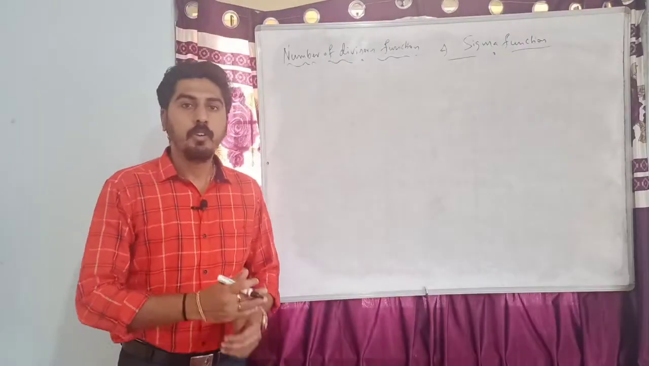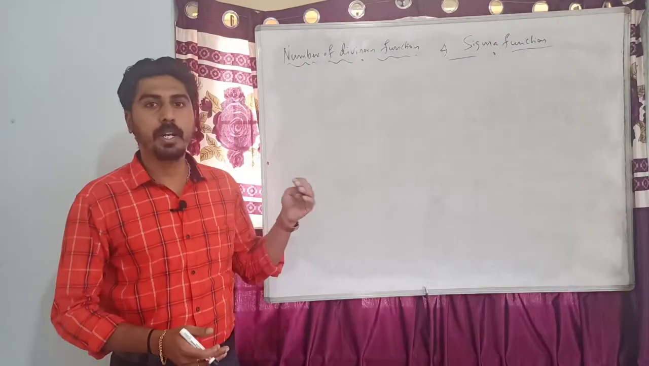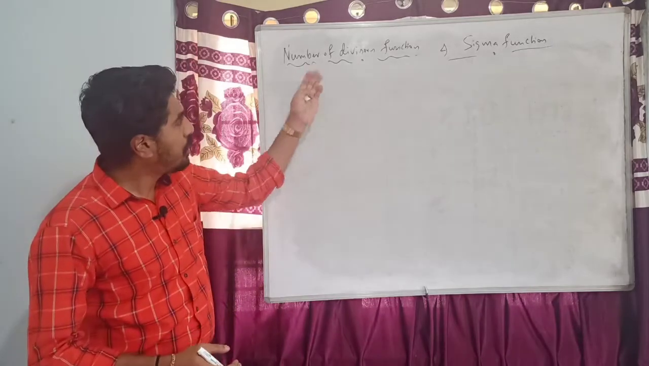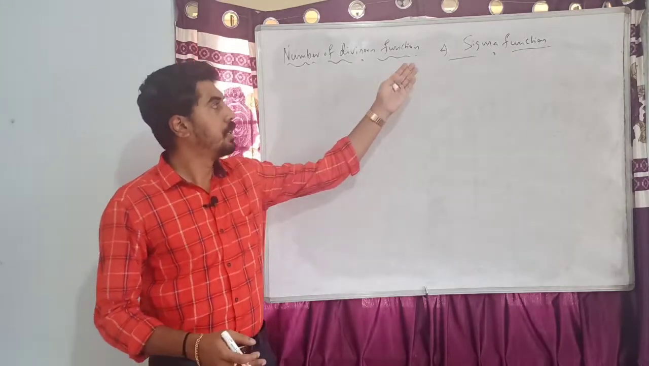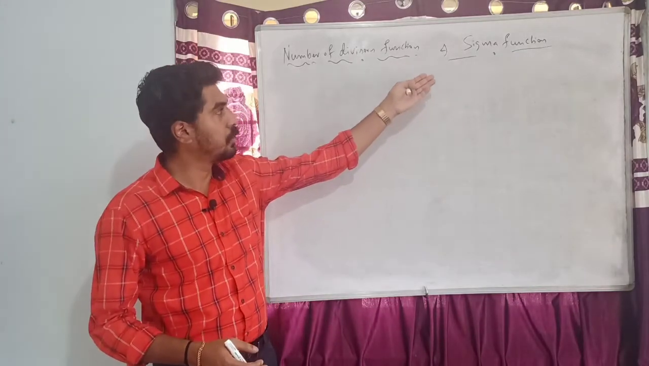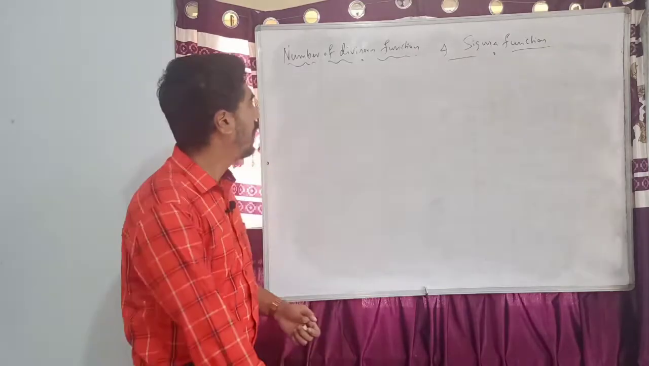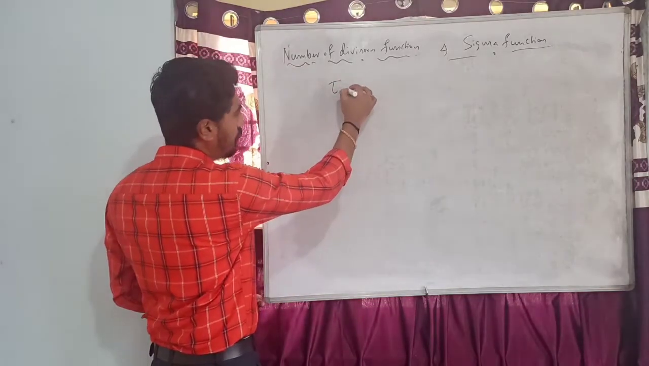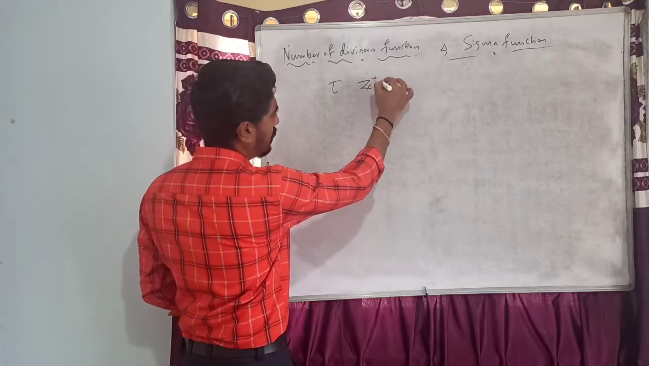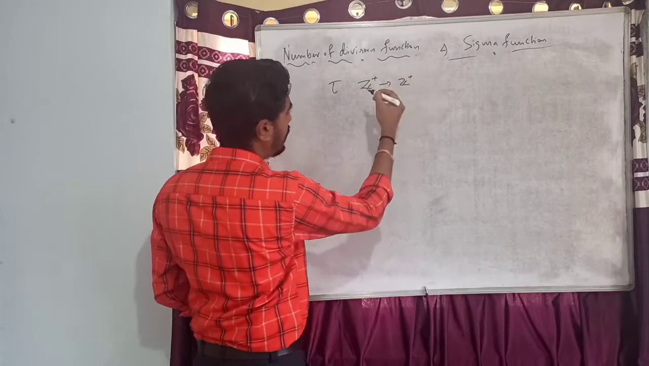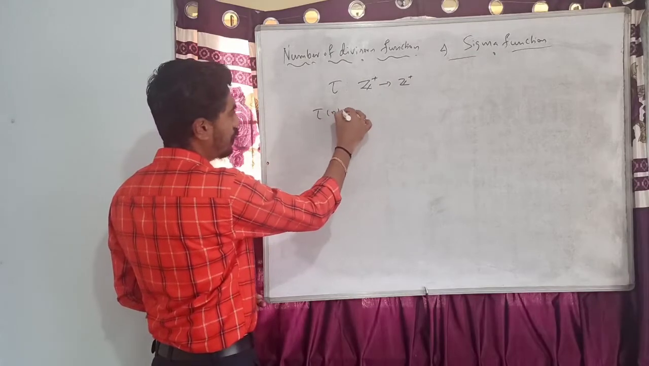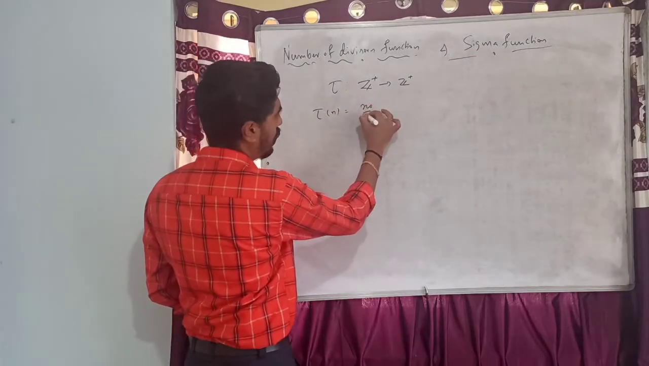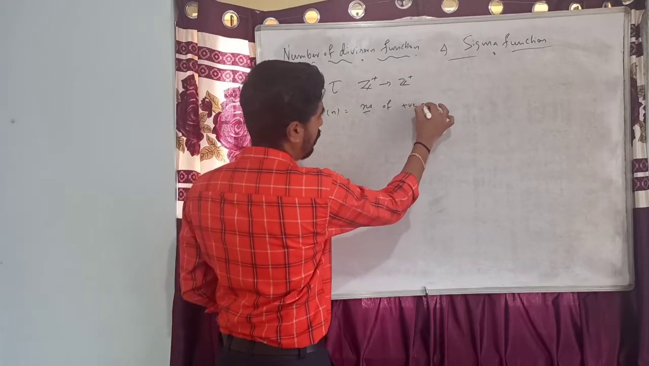Okay. Now I am going to define two more important arithmetical functions, number of divisors function and sum of divisors function, which is also known as sigma function. Number of divisors function, which is denoted by tau, is a function from Z plus to Z plus and is defined by tau of n is equal to number of positive divisors of n.